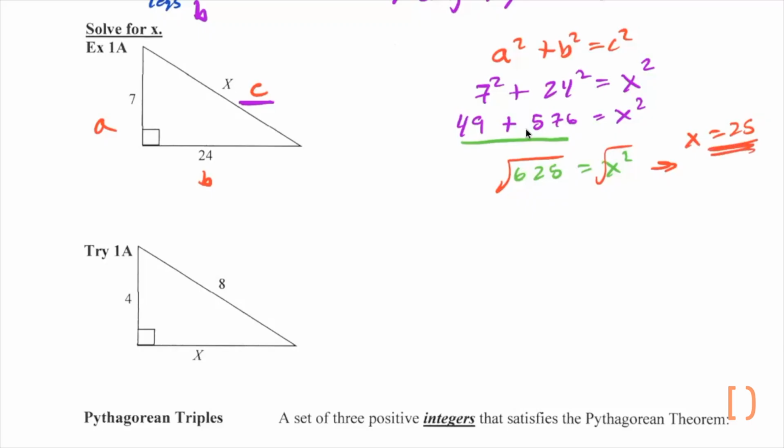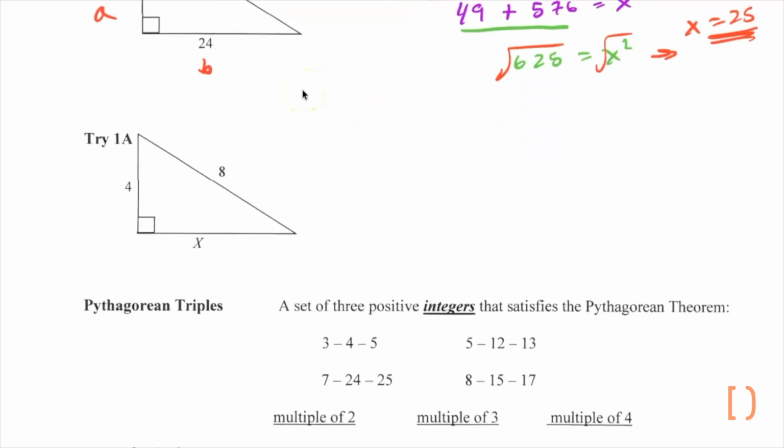So x equals 25. And when it works out nicely, we actually have a name for it. It's called a Pythagorean triple. And we're going to talk about those later, but those are the nice ones. Next one, not going to be so nice.